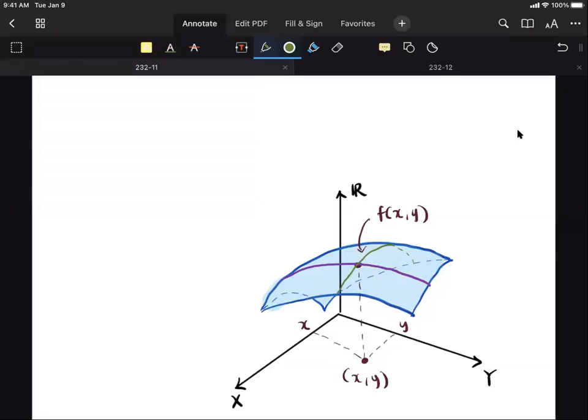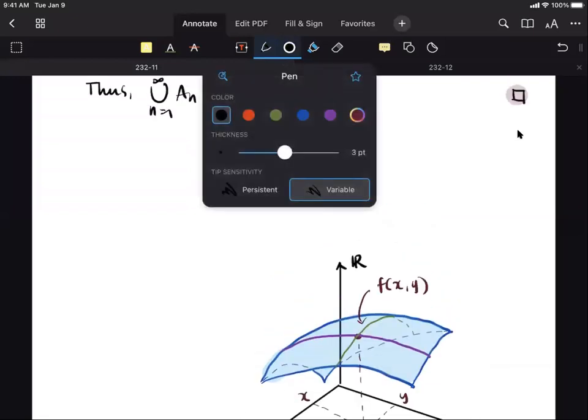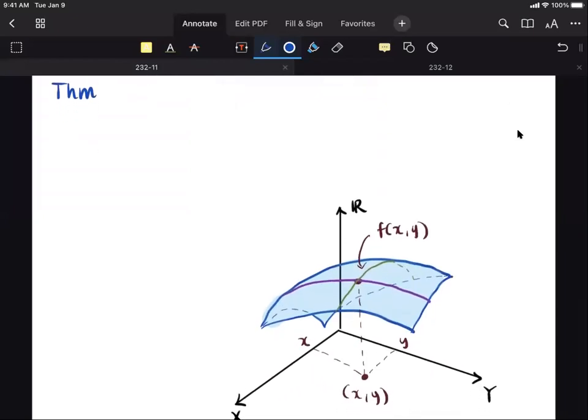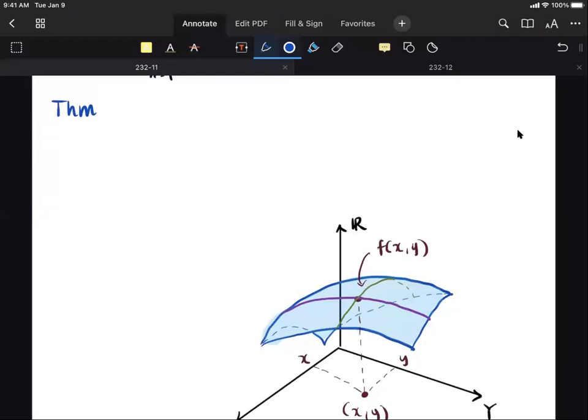Okay, so in the following theorem, we consider a function of two variables. Let us consider a map f from X cross Y into R. Suppose that this is measurable with respect to the product sigma algebra and the Borel sigma algebra.